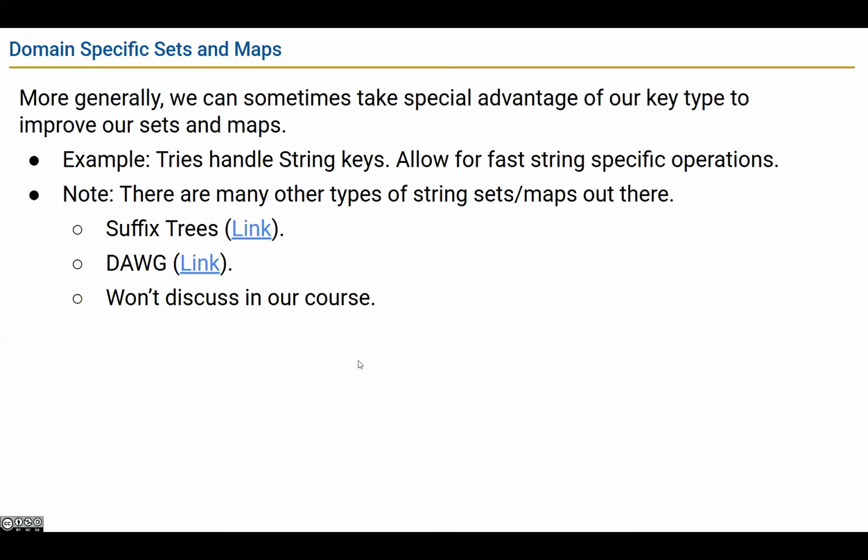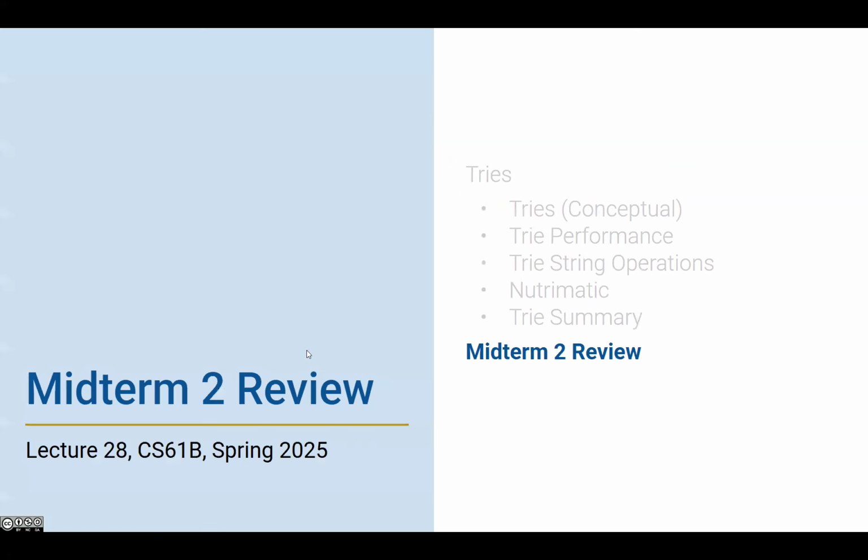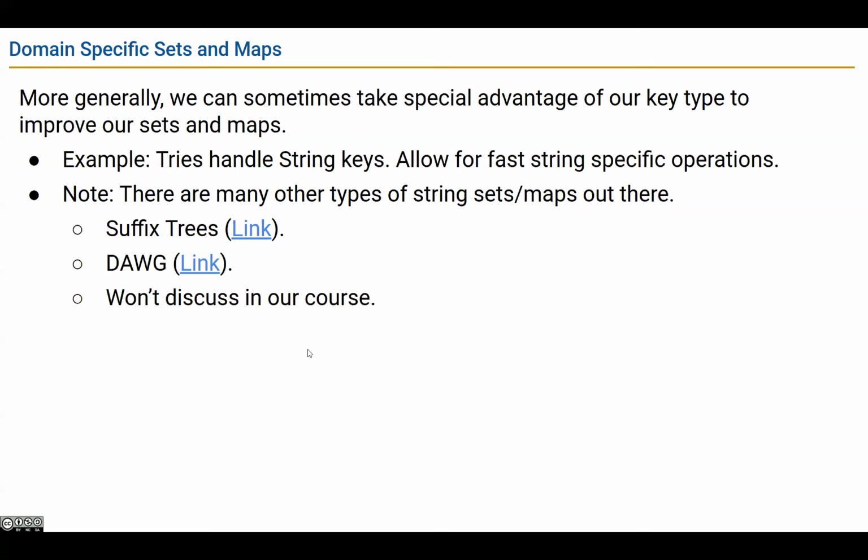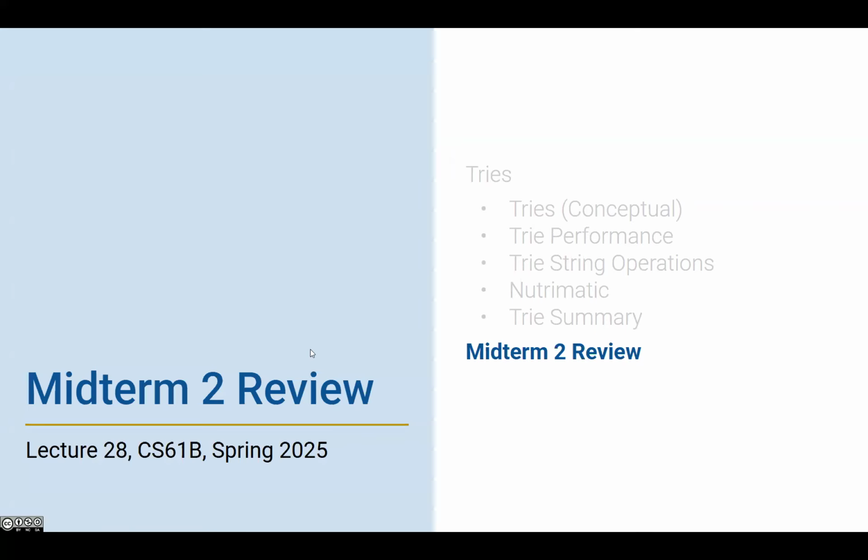So there are other types of string sets and maps. There's suffix trees, there's DAWGs. We won't discuss them in this course, but there's a whole bunch of different data structures. It seems like any CS grad student who wanted to could just build a data structure, call it a thesis, and be done. So a lot of people have made a bunch of different types of trees and tries. There's a lot of cool stuff here. All right. Any questions on tries? All right. So that concludes the trie section of this.